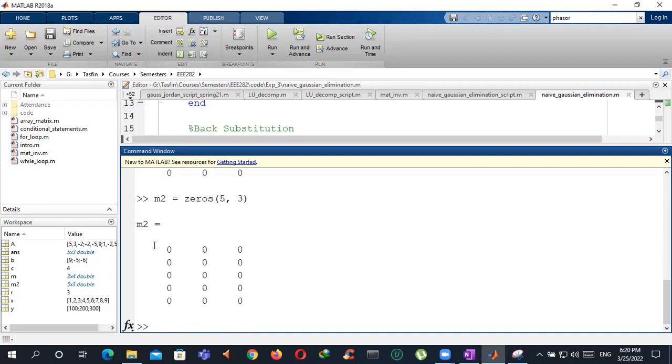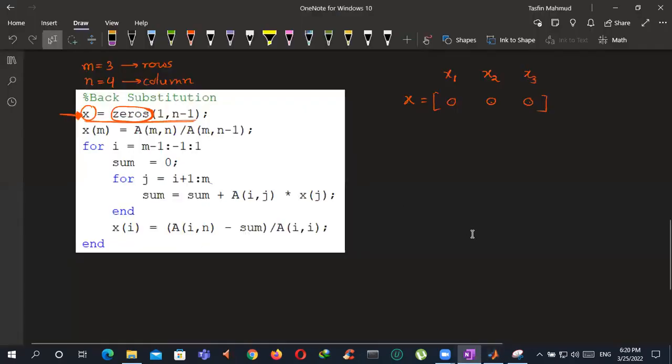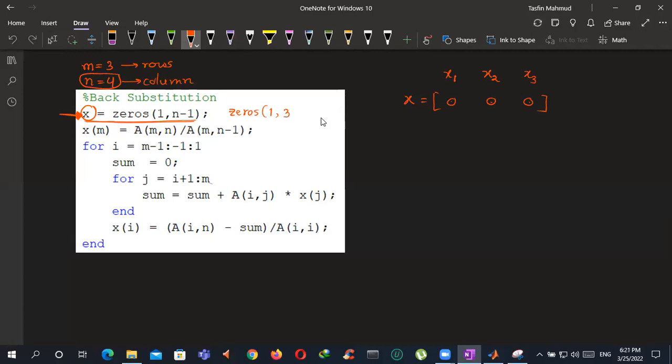So if I hit enter, our M2 matrix would be 5 rows and 3 columns. All the elements are 0. What we are writing here is x equals zeros(1, n minus 1). The value of n is 4, so n minus 1 is 3. So zeros(1, 3) means we want a matrix having 1 row and 3 columns.